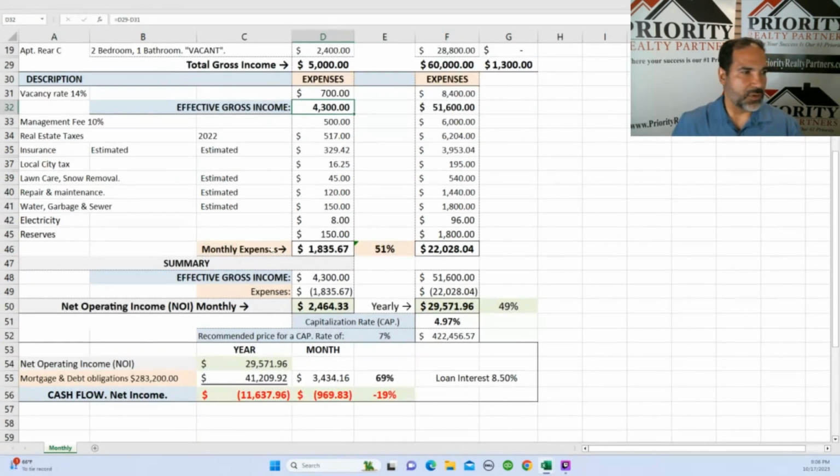Okay. Now, after I total all the expenses, I have the taxes for 2022. I put it there. I don't have the insurance, so I did my best estimates for insurance. Local city tax, lawn care, those are my estimated numbers. Electricity, although each tenant pays for their own electricity, I estimate that during the time the apartments are vacant, I'll have to put the electricity under my company name. And for that time, I'm going to have to pay some electricity. So that's the cost that I have here. And reserve.